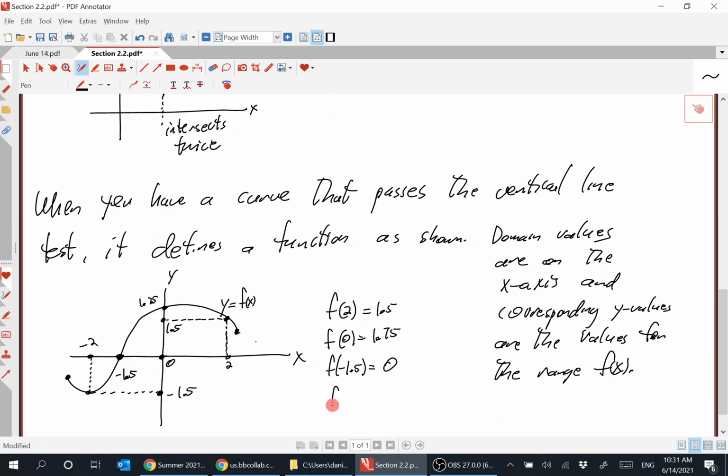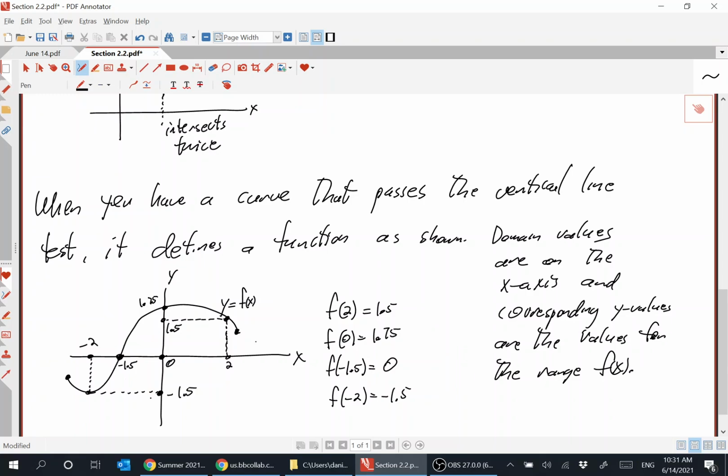And right here, f of negative 2, let me put this closer to here. F of negative 2 is negative 1.5. We go to negative 2 here, we go vertically to the function, and then horizontally to the y-axis. So at x equal to negative 2, domain value negative 2, we get range value negative 1.5.